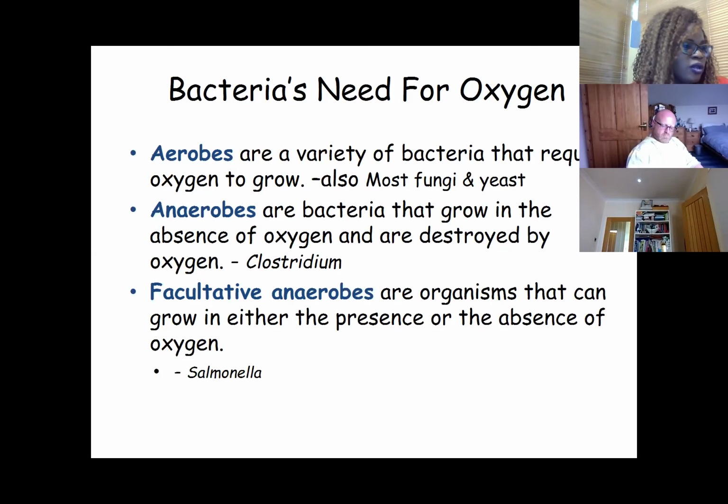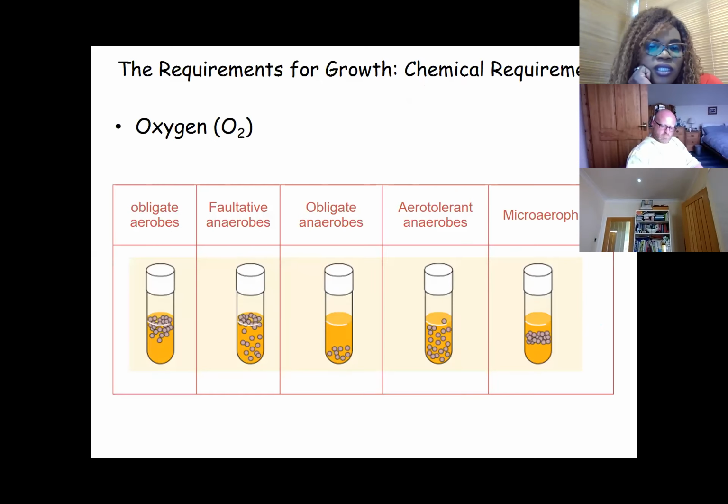If we look at this in test tubes, you can see obligate aerobes will grow at the top, very close to where the oxygen is. Facultative anaerobes will grow everywhere, while obligate anaerobes will be found at the bottom of the nutrient broth. Aerotolerants will grow everywhere because they require only very tiny oxygen. The microaerophilic require very tiny oxygen to grow. You see them growing in the middle.